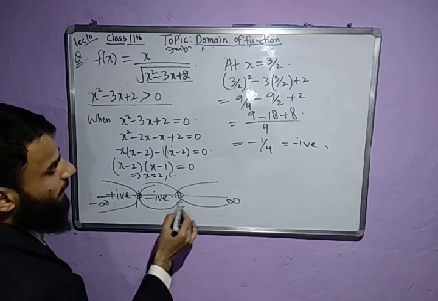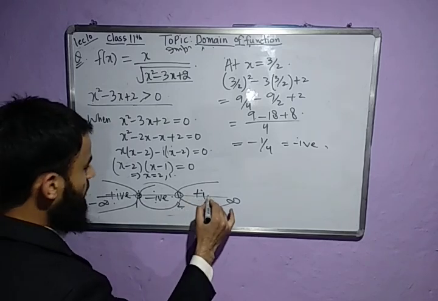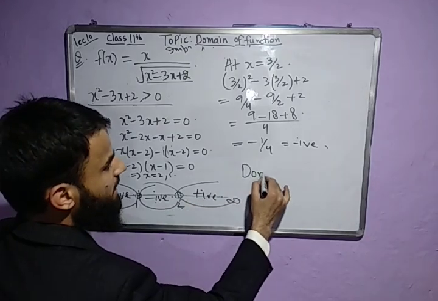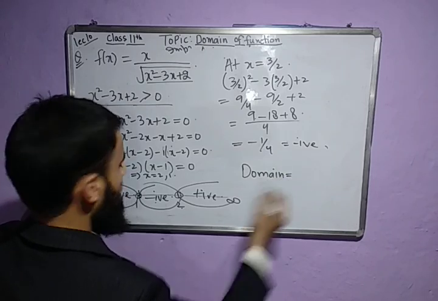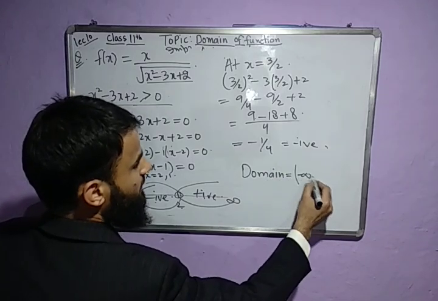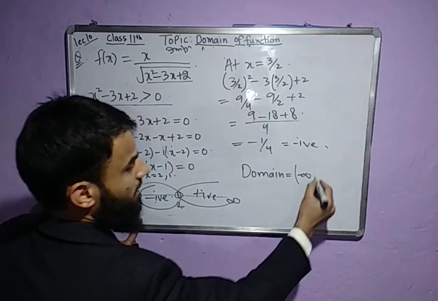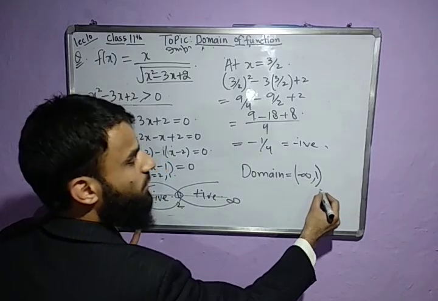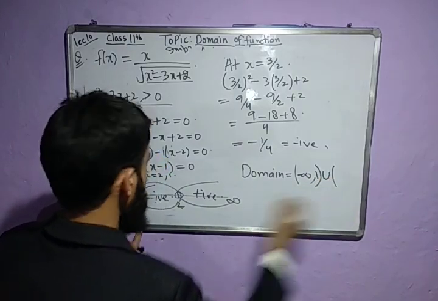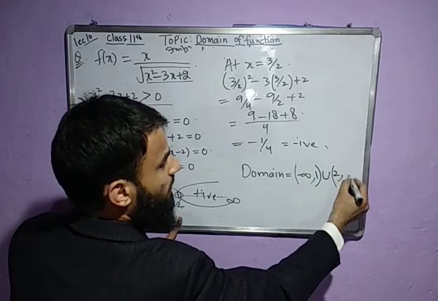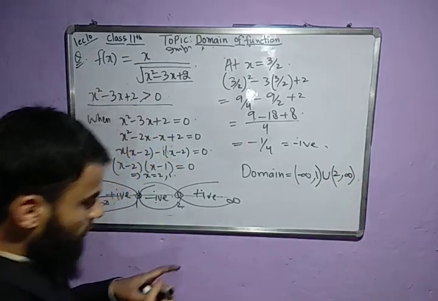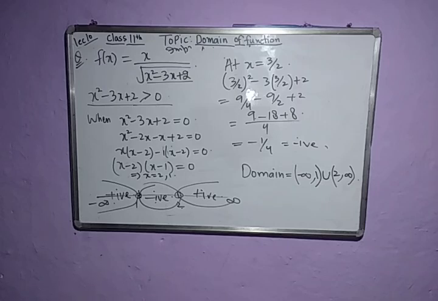And if you check for greater than 2, it will come out to be positive. Therefore, the domain is from minus infinity to 1, excluding 1, union 2 to infinity, excluding 2. So this is the domain of the given function. Okay.